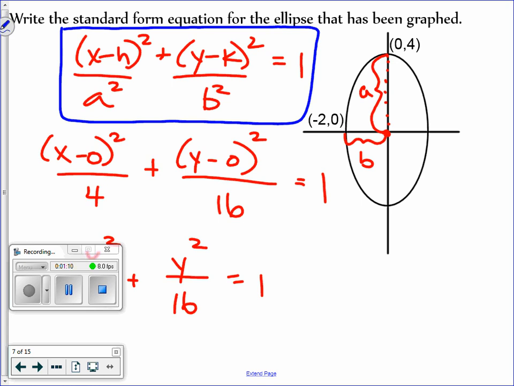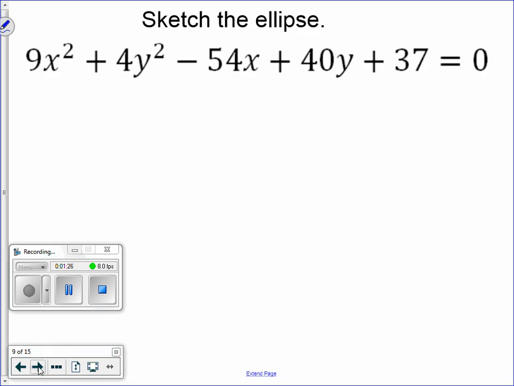So I just put a blue box around the standard form here. In standard form, we have squared binomials of x and y. We have fractions, and we have an equation that's set equal to 1. This setup has none of those things. It doesn't have any squared binomials, it doesn't have any fractions, and it is not set equal to 1. So we have to go to work.